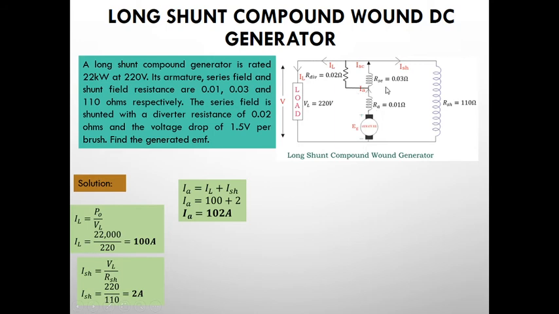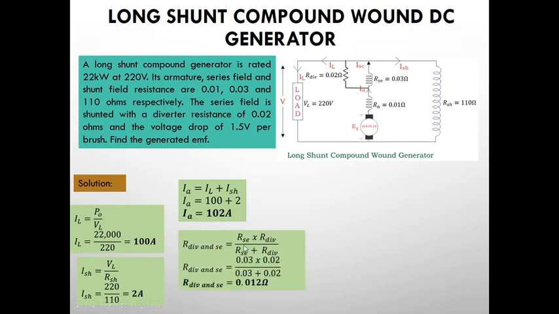Since we cannot directly solve this because of the parallel combination, we'll simplify first the schematic diagram. To find the combination of RSE and the diverter resistance, we use product over sum: 0.03 times 0.02 divided by 0.03 plus 0.02. We have the combination of the two, which is equal to 0.012.